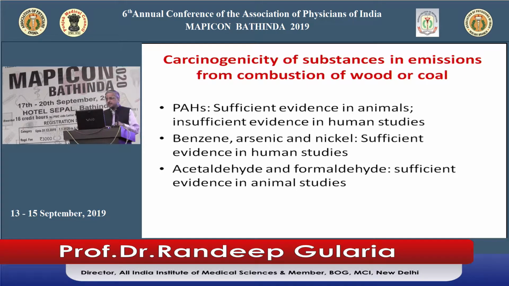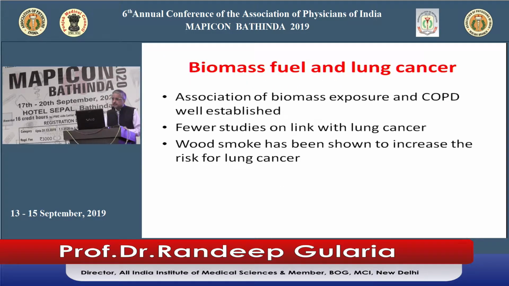A number of carcinogenic substances have been seen in the emission of combustion of wood and coal. PAH, there is sufficient evidence that it is present. Benzene, arsenic and nickel, and acetaldehyde and formaldehyde also have been shown to be present as far as biomass is concerned. There is now a strong body of data. A lot of work was done in PGI in the 70s and 80s and subsequently by the Chest Research Foundation, which has shown a strong association of biomass exposure with COPD. There are some data which suggest a link with lung cancer also, and wood smoke has been shown to increase the risk of lung cancer.